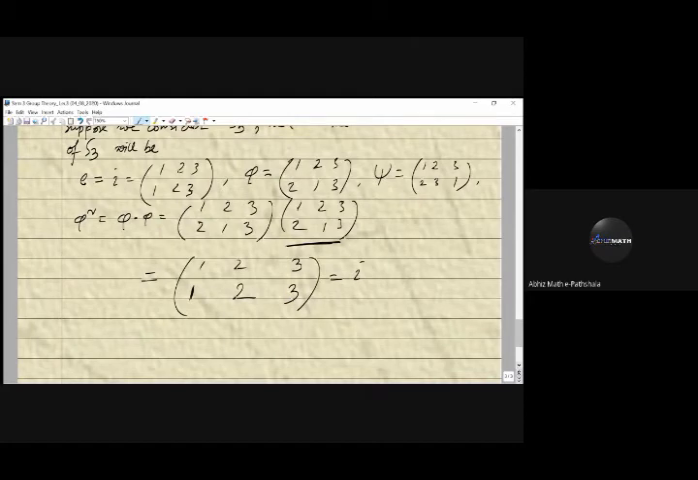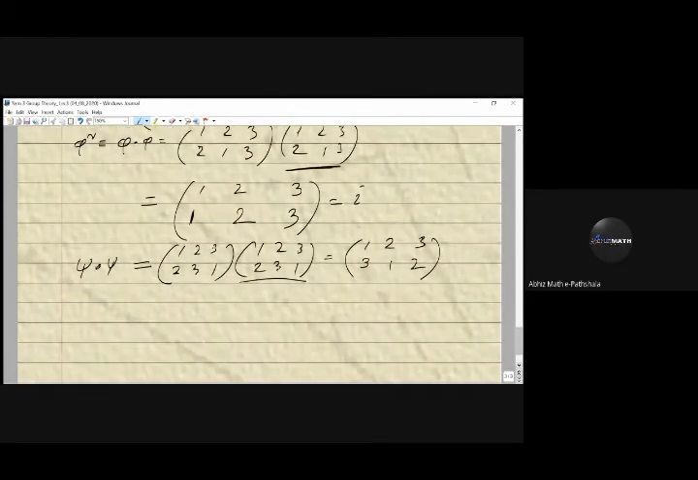Now psi compose psi, what is that? 1 2 3 2 3 1 and 1 2 3 2 3 1. So just write down the inputs 1 2 3. Now start from this side, so 1 goes to 2, 2 goes to 3, so 1 goes to 3, 2 goes to 3, then 3 goes to 1, so it is 1. Now 3 goes to 1, 1 goes to 2, so this is again another permutation.